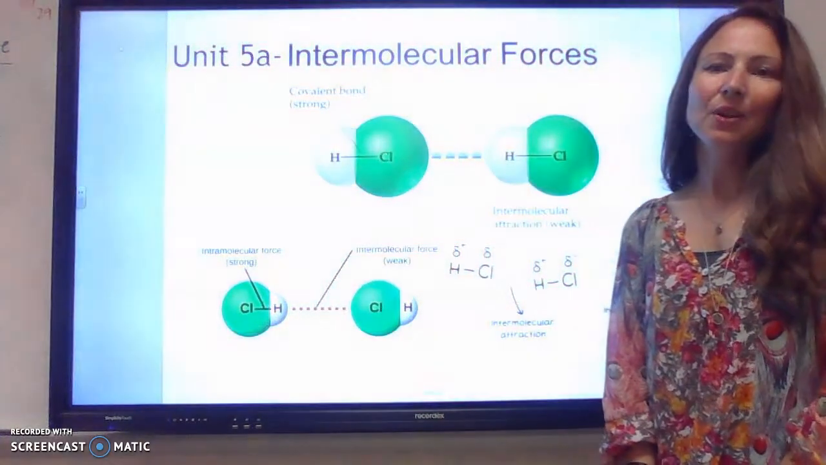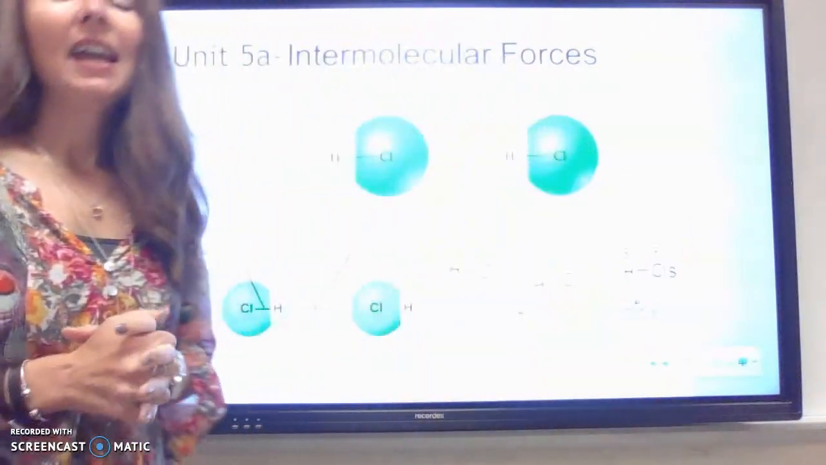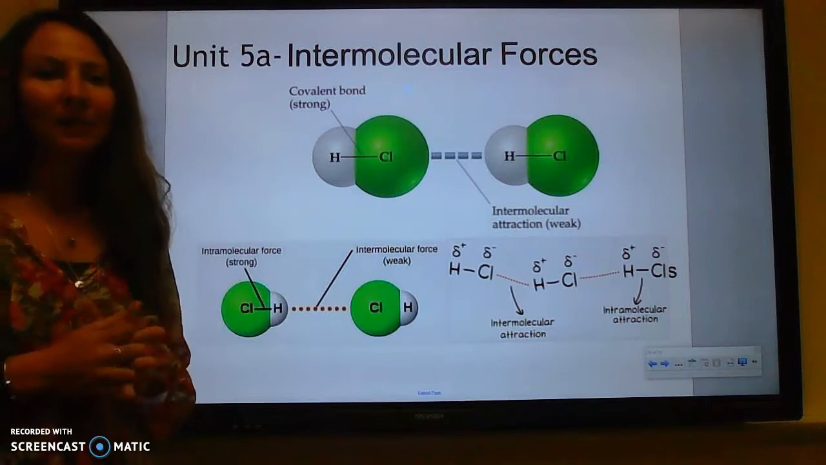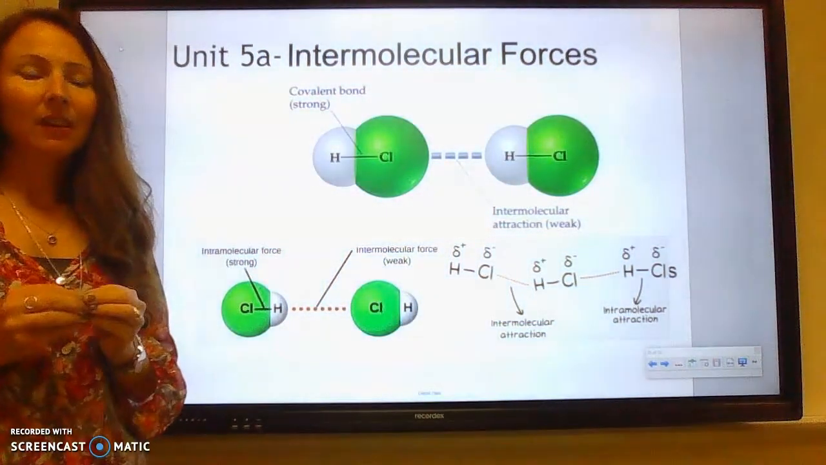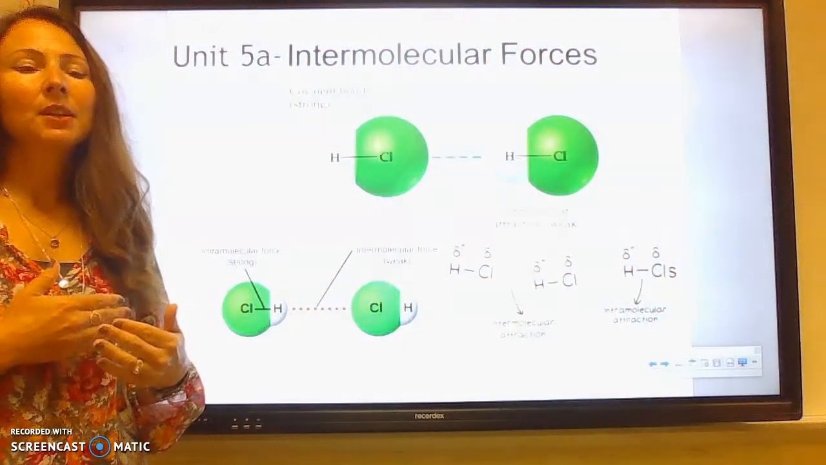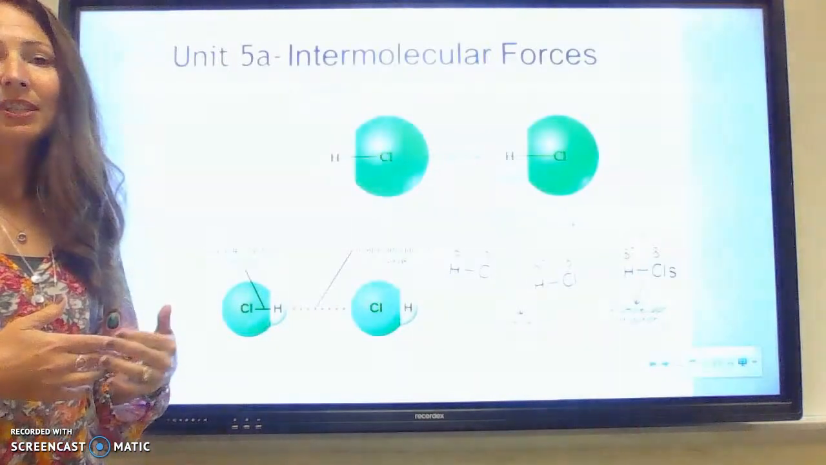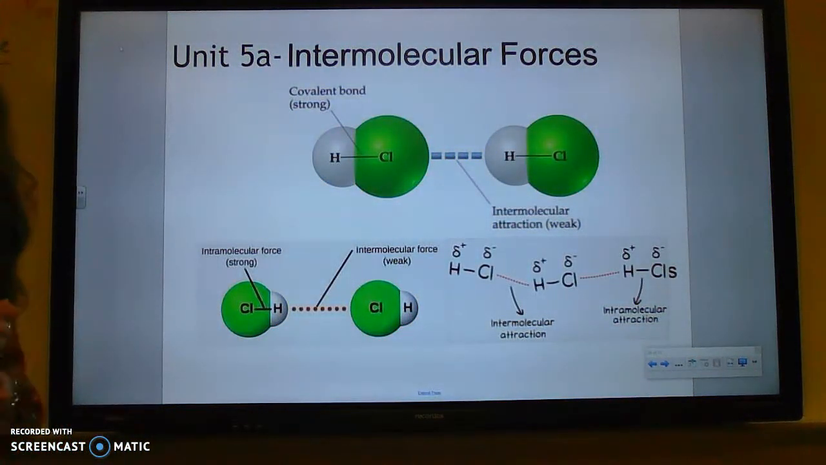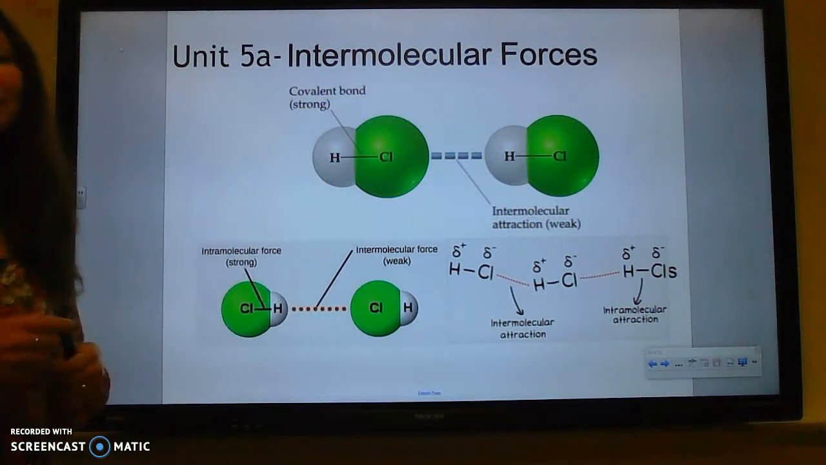Hey guys, so in this lesson we're going to learn about intermolecular forces and how that affects properties of different types of compounds, namely covalent compounds. But this is also sort of a preview into the phase changes that we're going to learn about in this unit, and how one substance can phase change from a solid to a liquid to a gas and what's involved.